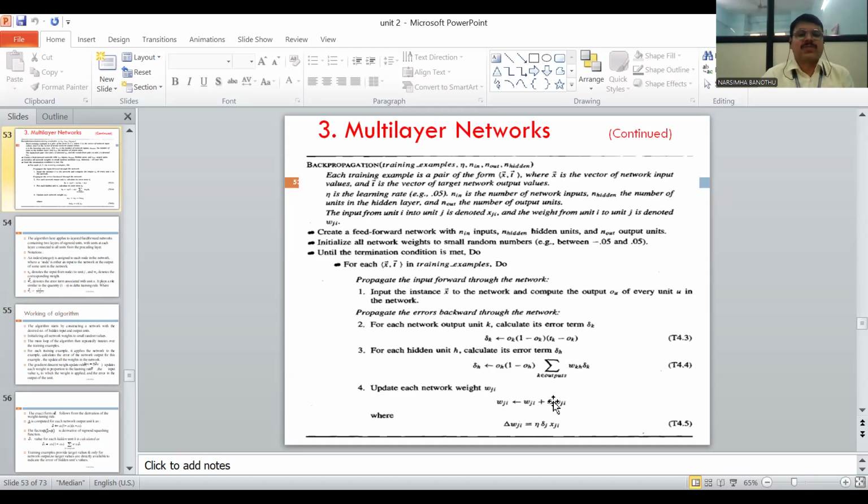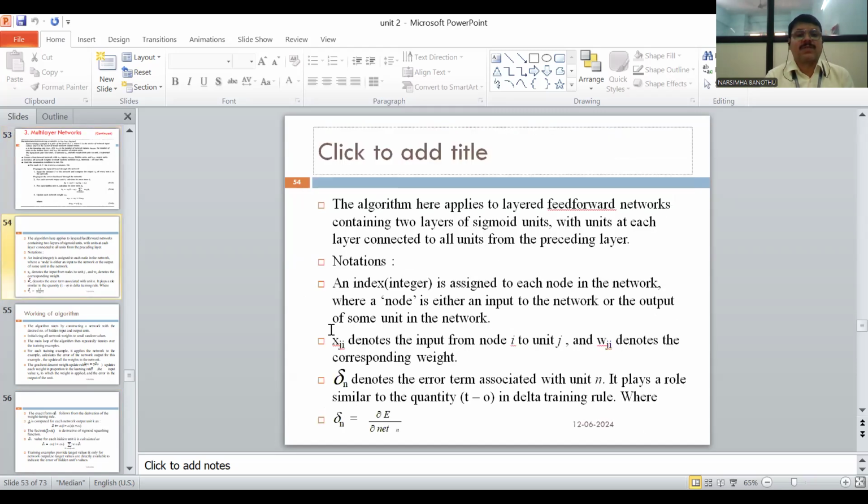You can see here the backpropagation algorithm. This is a training example here. Create a feed-forward network. Initialize all network weights to small random numbers, for example between minus 0.05 and 0.05. Repeat until the termination condition is met. So you can observe here some steps for backpropagation.